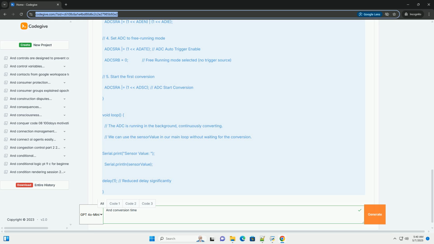Software overhead: the time spent on software operations related to the ADC, such as configuring the ADC, initiating conversion, reading the digital result, and processing the data, can also contribute to the overall time taken to acquire and use the analog data. 3. Calculating ADC conversion time.